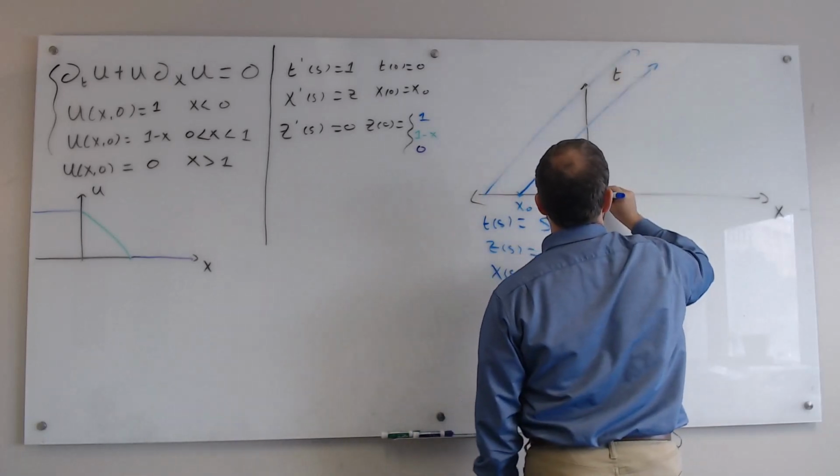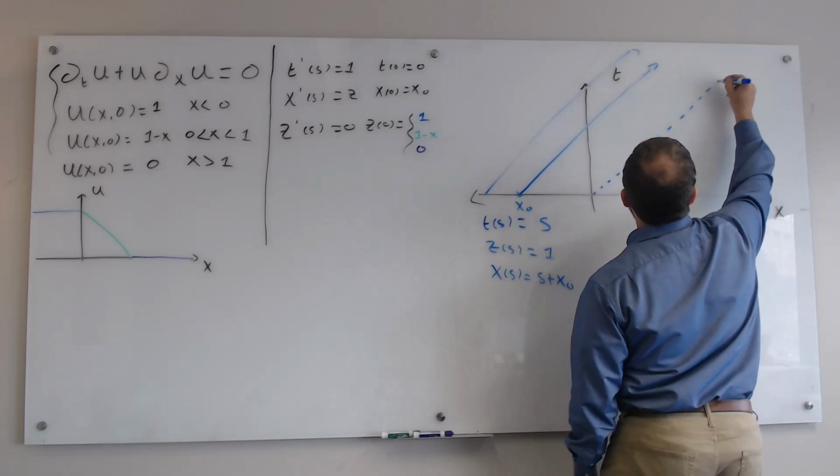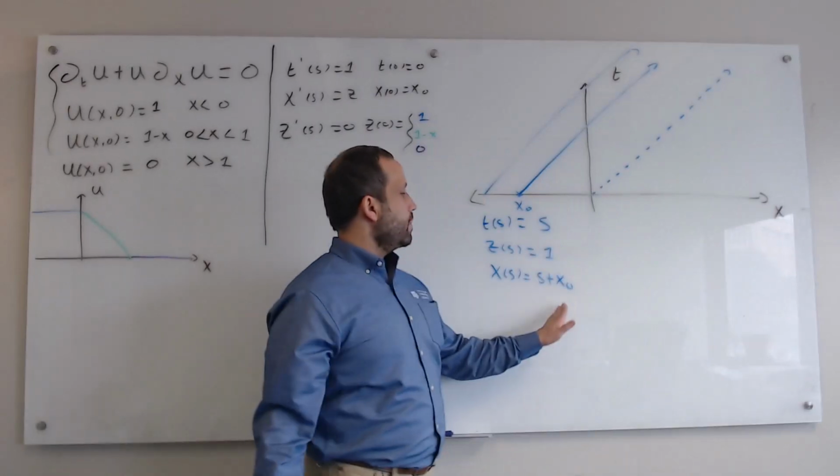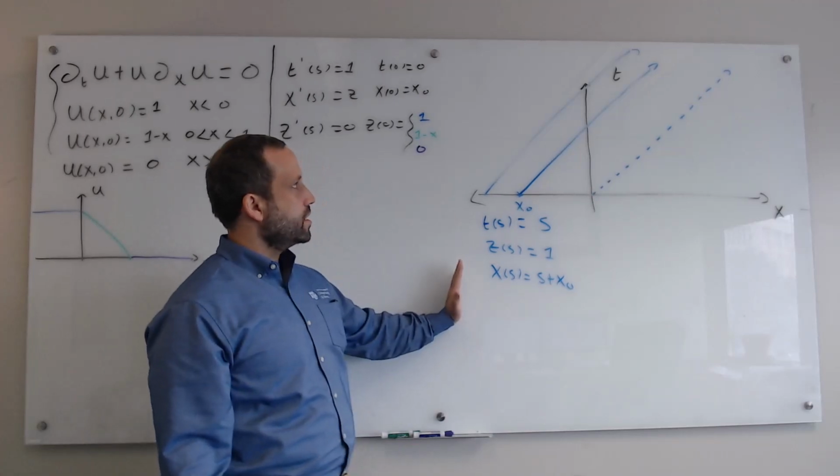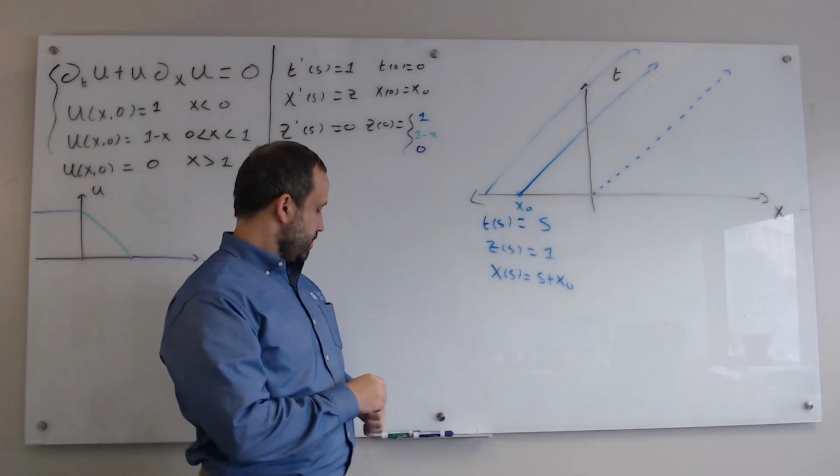And of course, as usual, this dashed line is the limit as x naught goes to 0. It's not technically one of these characteristics, that's why I drew it as a dashed line.